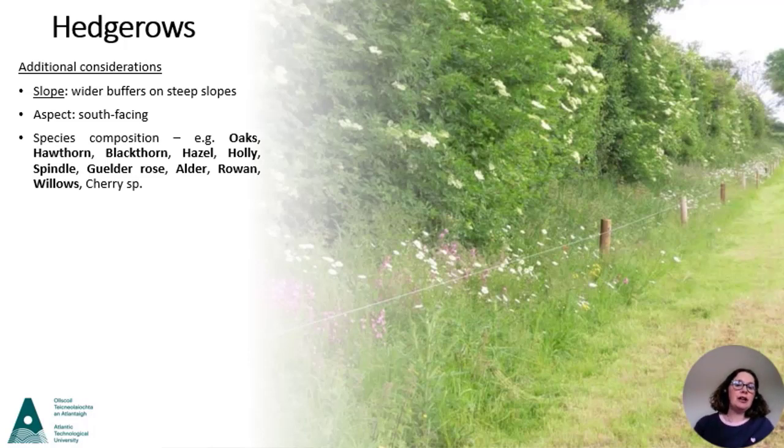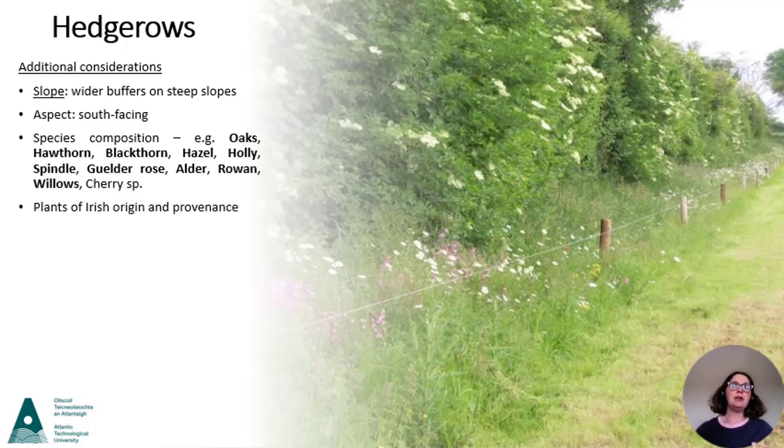Species composition then can vary. You'd be looking here for a broader selection of plants, if you like, compared to your wooded buffer zones. So here, oaks, hawthorn, blackthorn, hazel, holly, spindle, guelder rose, alder, rowan, and willows, and even cherry species. And those in black are also your indicator species of woodland plants. So a composition, a mixture of 3 of these as a minimum. And then the more that you can get in, obviously, the better.